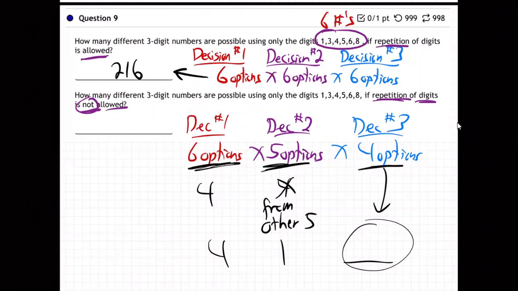So when you can't repeat, the options go down. I'm getting 6 times 5 times 4 is 120. There are 120 different three-digit numbers made out of these 6 digits where you cannot repeat. So it's just about decisions and options: multiply those together. But remember, when you can't repeat, there's one less option every time. There we go.